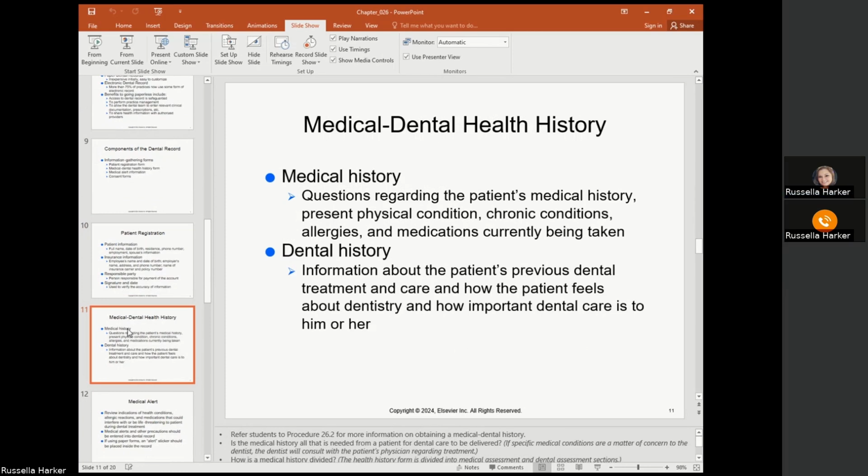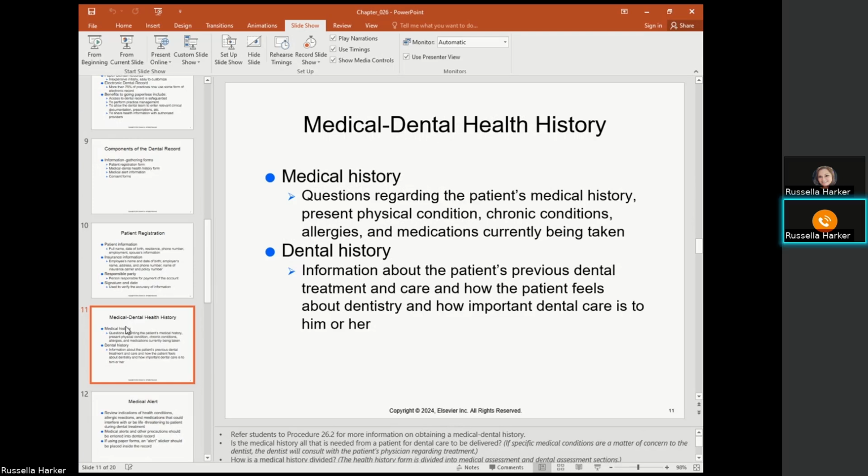The medical history form, as I said earlier, has questions regarding the patient's medical history, their present physical condition, chronic conditions, allergies, and medications currently being taken. So it's all about their medical history.